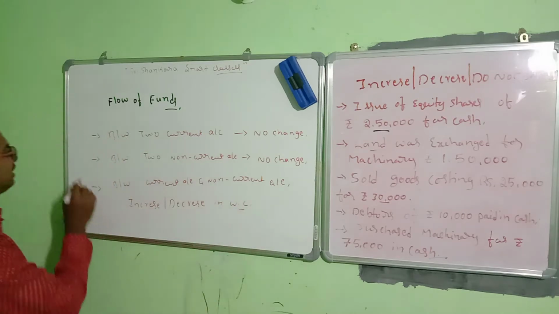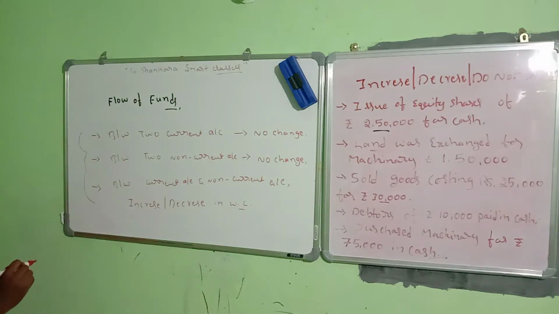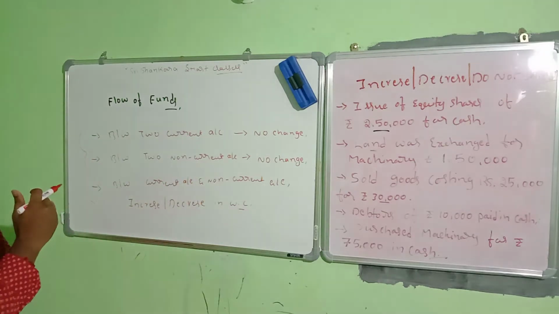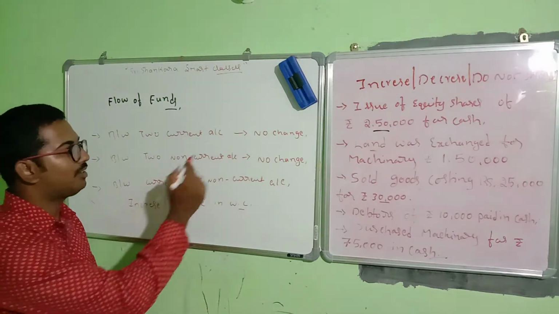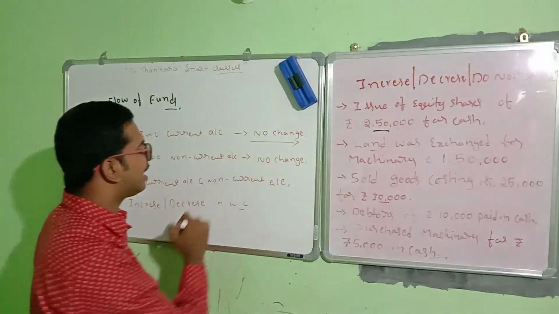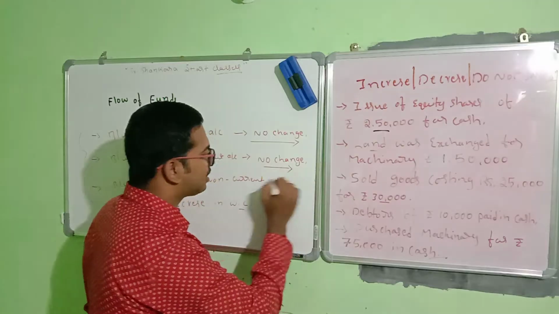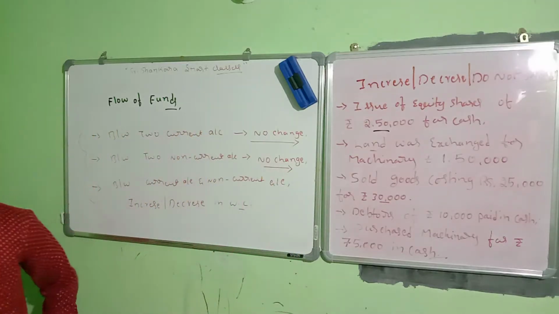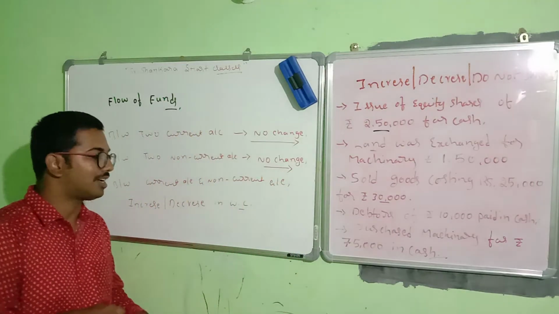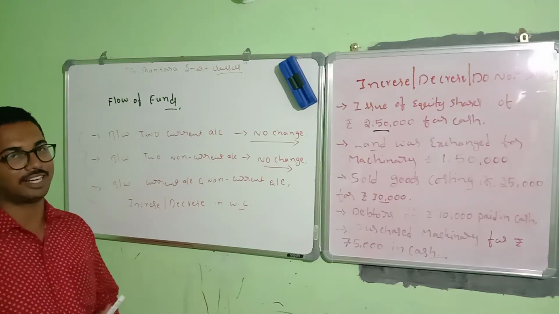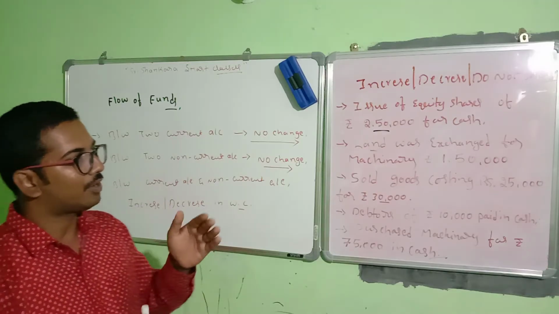So basically these are the three types of categorization that we need to remember. One is when the transaction happens between two current accounts, that leads to no change in working capital. When the transaction happens between two non-current accounts, that leads to no change in working capital. When the transaction happens between a current account and a non-current account, it leads to increase or decrease in working capital.